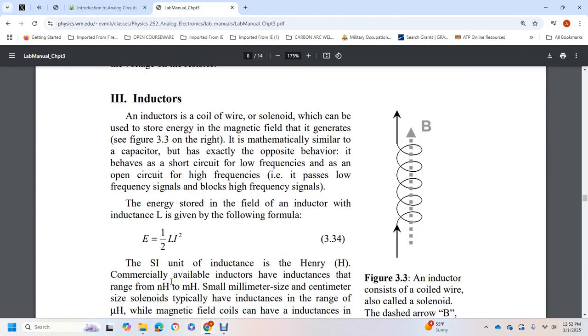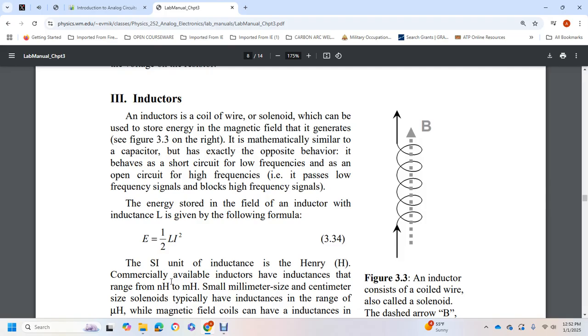Section 3: inductors. An inductor is a coil of wire, a solenoid, which can be used to store energy in the magnetic field that it generates. It is mathematically similar to the capacitor but with the opposite behavior: a short circuit at low frequency and an open circuit at high frequency. It passes low frequency signals and blocks high frequency signals.